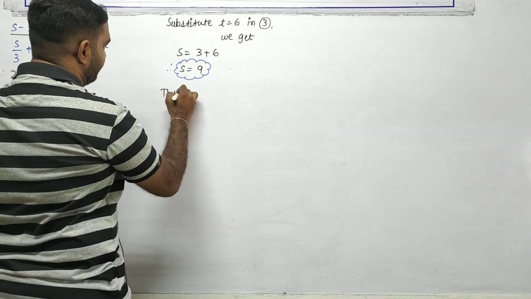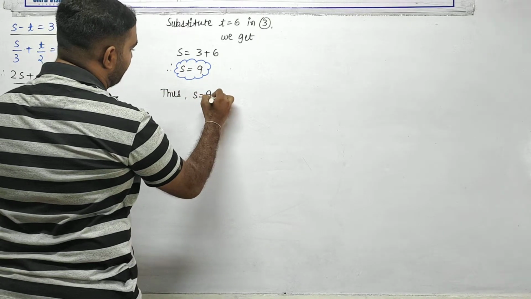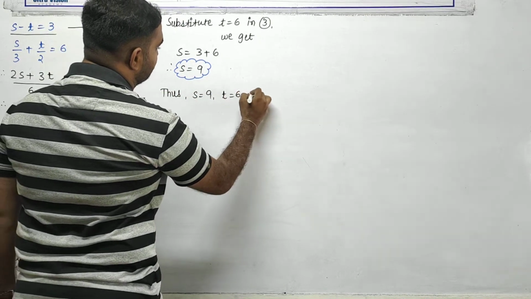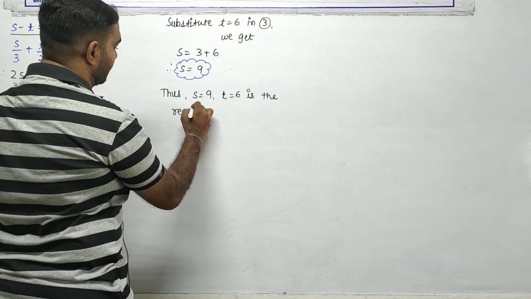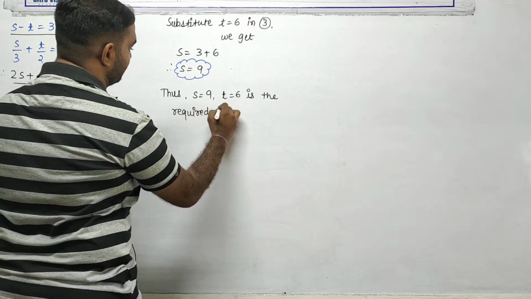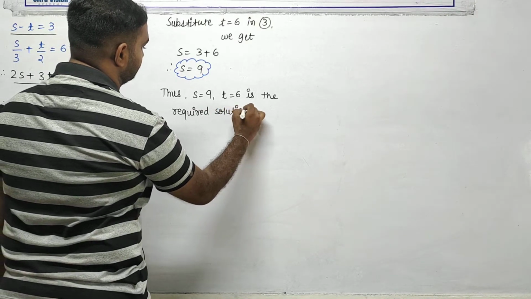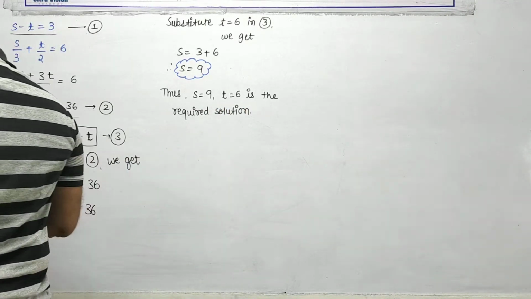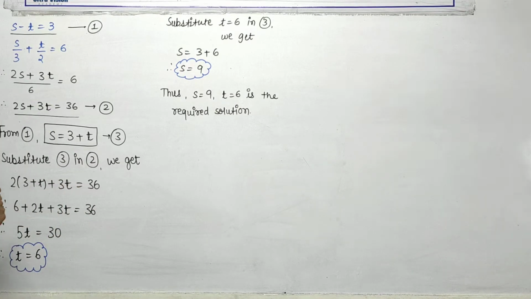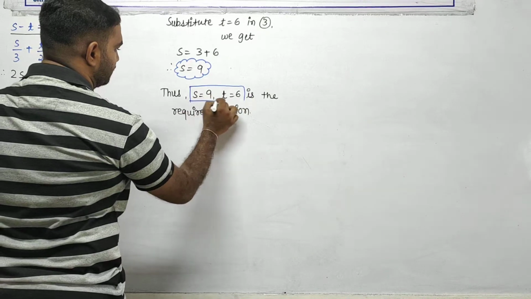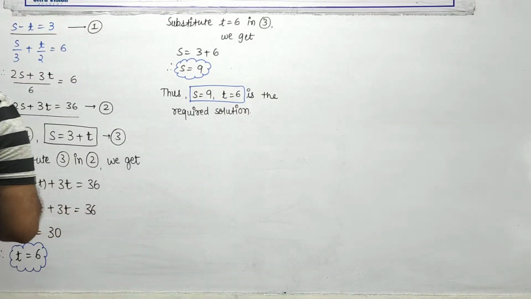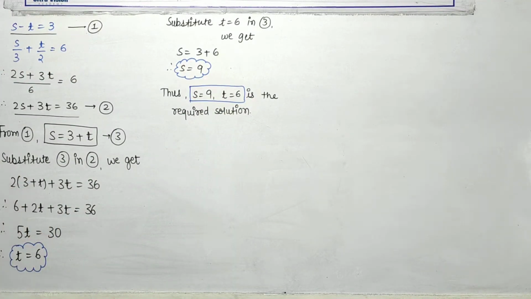Thus, s equals 9 and t equals 6 is the required solution. Ready? That is the answer. Now, I told you, it is easier, it is one of them, right?